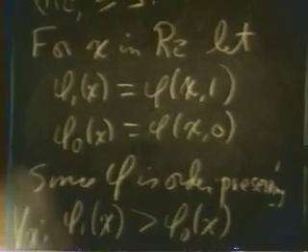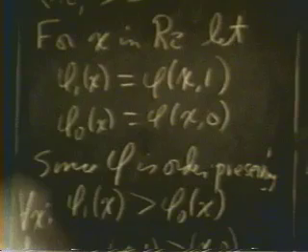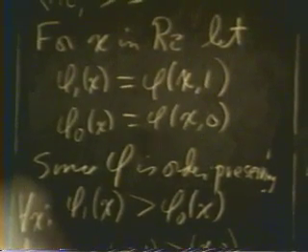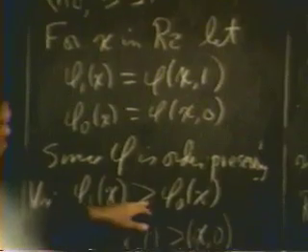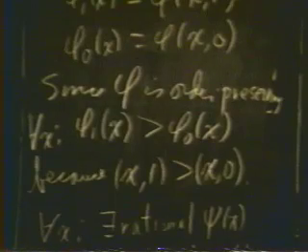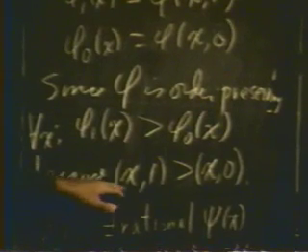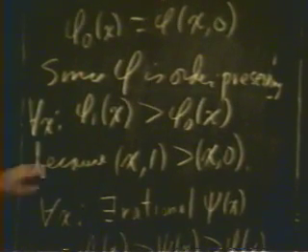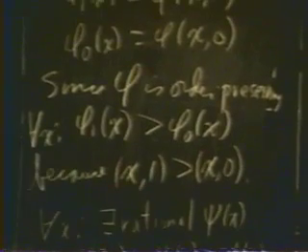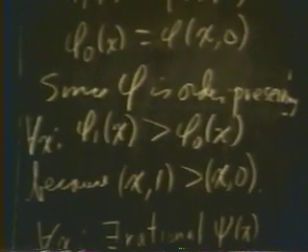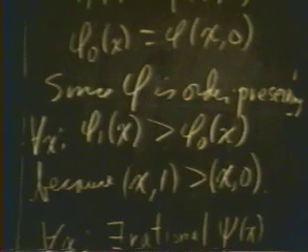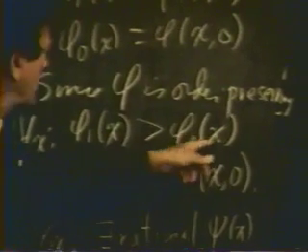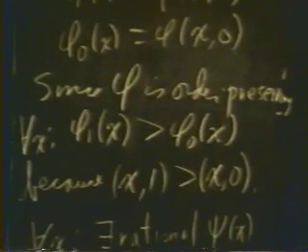Since phi is order preserving, by hypothesis of its being an isomorphism, for every x, phi 1 of x is strictly greater than phi sub 0 of x. Why? Because in the lexicographical ordering, the pair x1 is strictly greater than the pair x0. Notice that the first coordinate is the same, and the second coordinate strictly dominates, 1 greater than 0. So we know that phi 1 of x is strictly greater than phi 0 of x for every real number x.